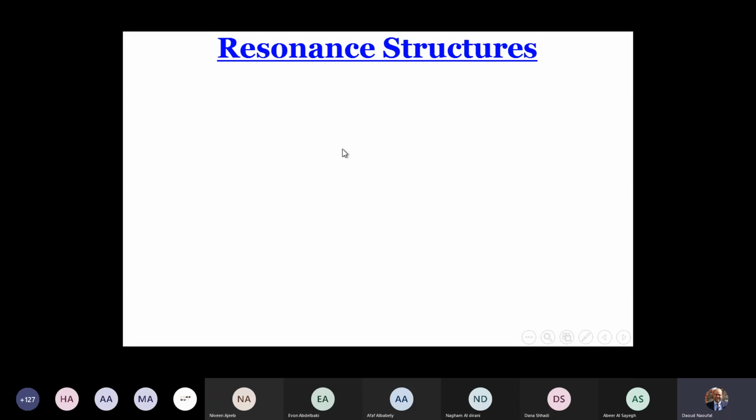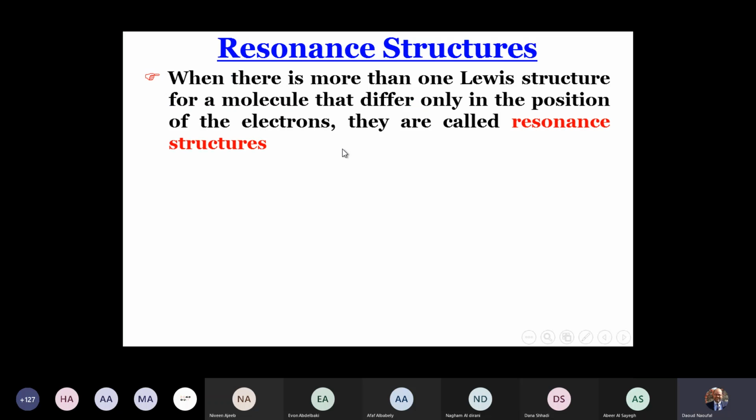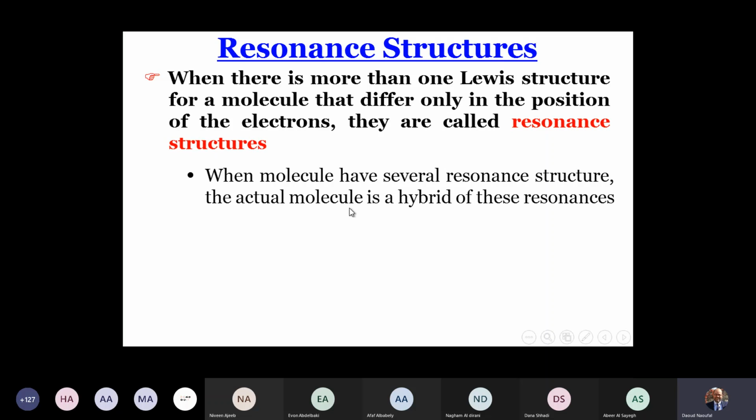Resonance structures. What is the meaning of resonance structures? When we write a Lewis structure and we have more than one acceptable structure for a molecule, and the structures differ only in the position of the electrons, they are called the resonance structures.